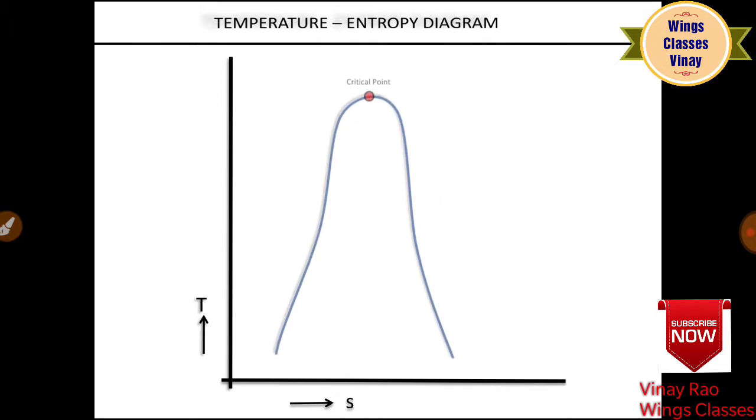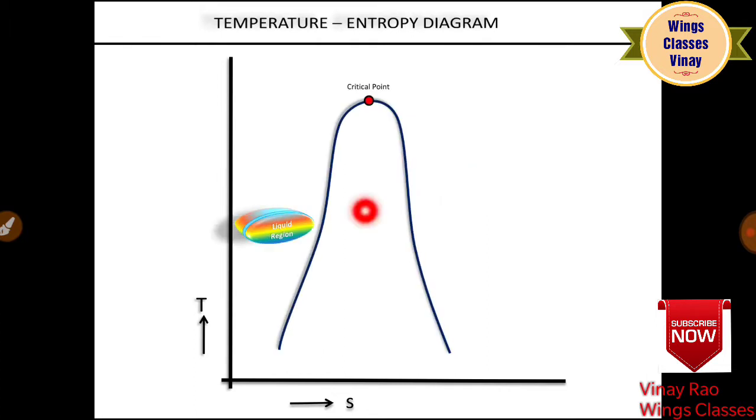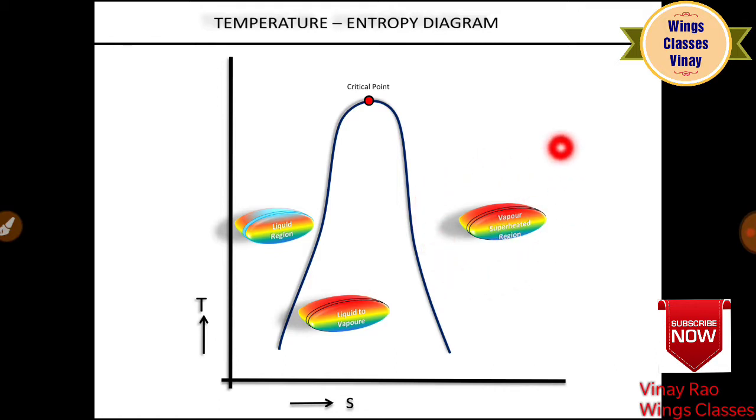So from this critical point, this is a liquid region. The whole region is a liquid region. This is liquid to vapor conversion. This is the vapor superheated region. That means in this region all the molecules are in the form of liquid. In this region all the molecules are in the liquid to vapor conversion phase, and in this region all the molecules are in vapor form, but there is an increase in the temperature of the vapors.